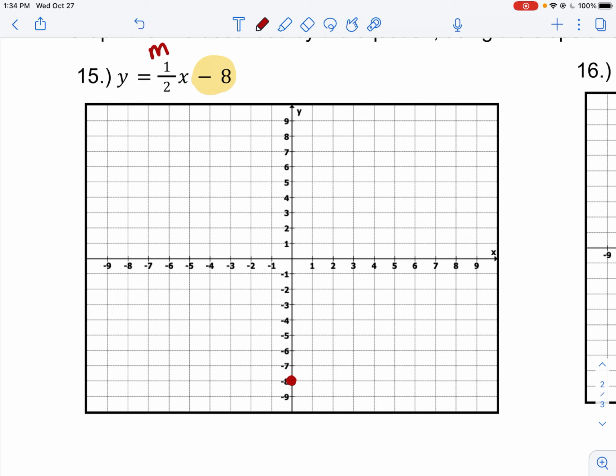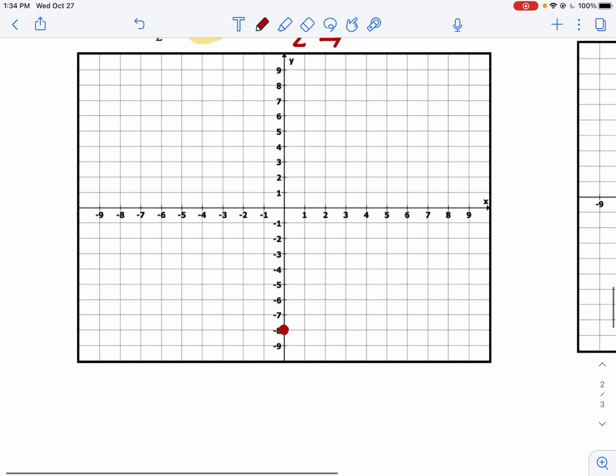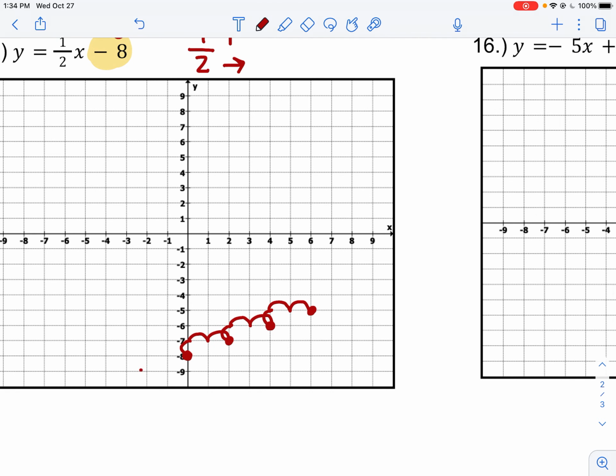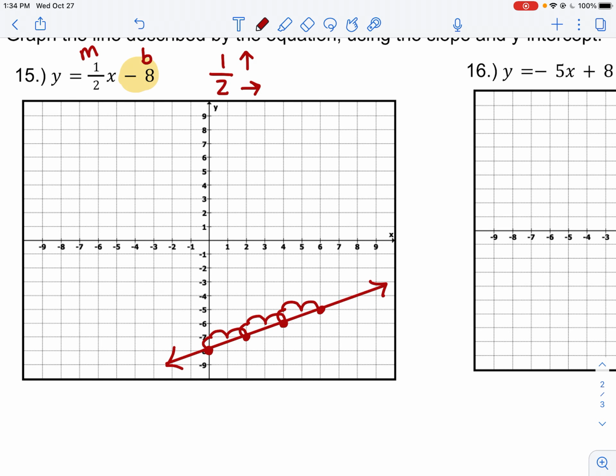Then we know that 1/2 is the slope. So if we know that 1/2 is the slope, it's going up once and then going to the right twice. So from that point, I'm going to go up once and go to the right twice. So our next point is right there. Up once, going to the right twice. The next point would be right there. Again, going up once and then going to the right twice. And because it's a positive slope, we know this line should look like it's going up. So our line should look something like that.